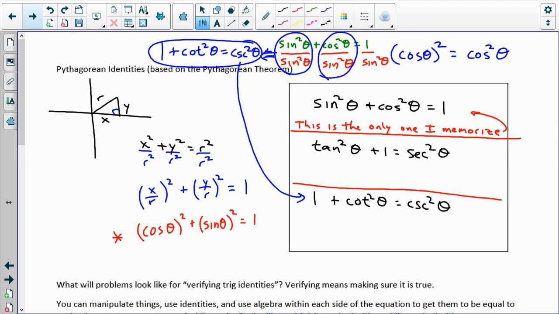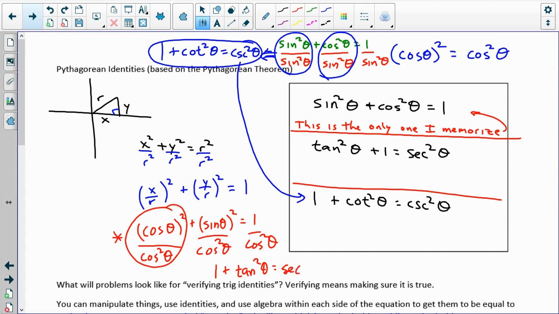Likewise, if I divide sine squared plus cosine squared equals 1 by cosine squared, this becomes 1. Sine squared over cosine squared is tangent squared, and 1 over cosine squared is secant squared. That's how I get the middle one. So I only memorize the first one, but all of them are very important, and you will use them all the time. Now, what do these problems look like?